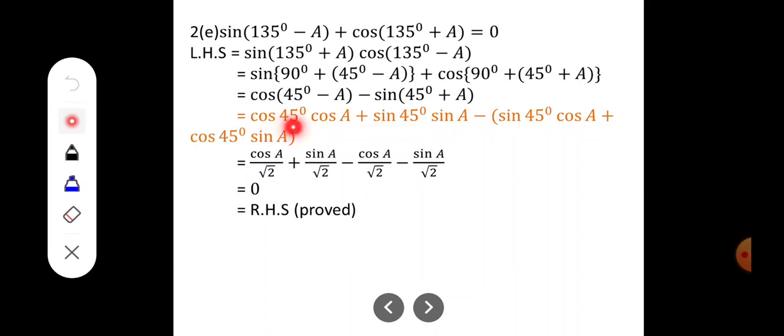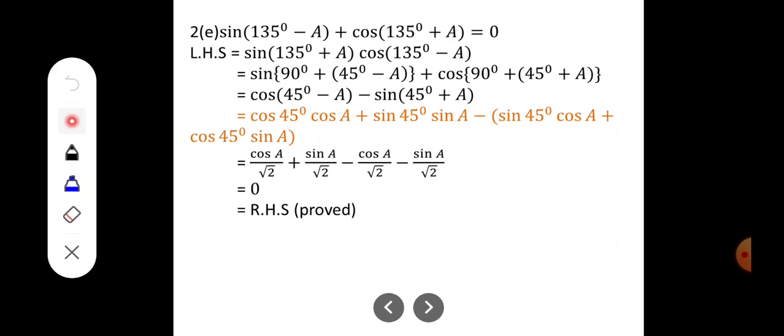Then cos 45 degree value is 1 divided by root 2. Cos A multiplying cos A will be multiplied with the numerator 1, that is cos A divided by root 2. And here sin 45 degree is 1 divided by root 2, and sin A will go in the numerator. Here minus will be multiplied by minus, so minus and plus will be minus, and sin 45 degree equals 1 divided by root 2. Finally we get the term cos A divided by root 2 minus sin A divided by root 2.